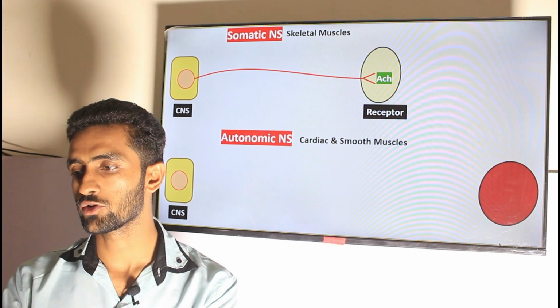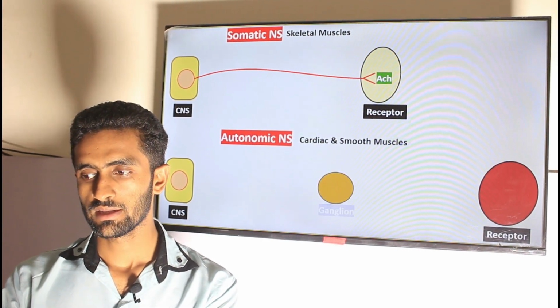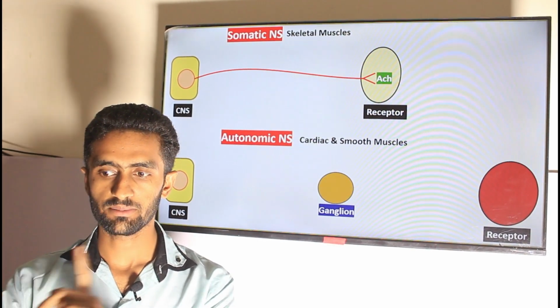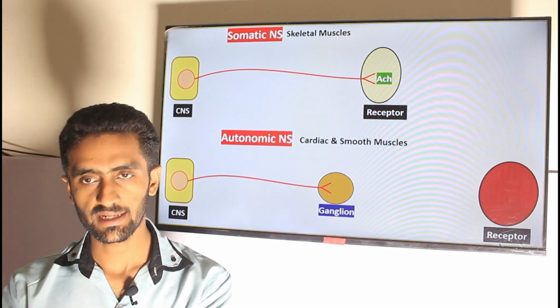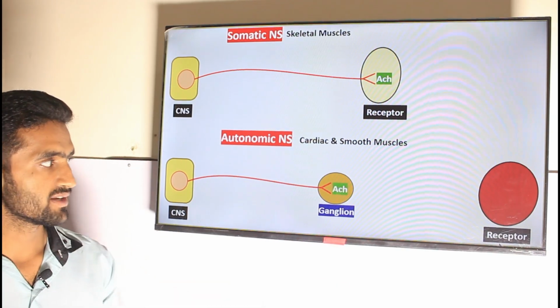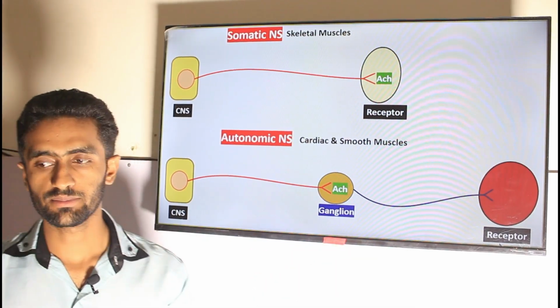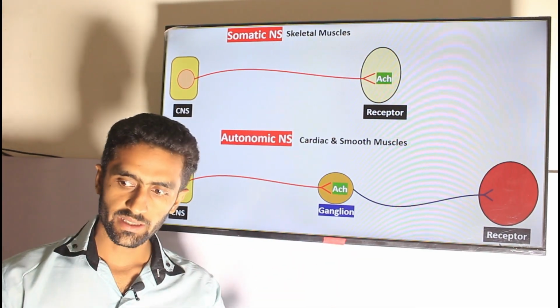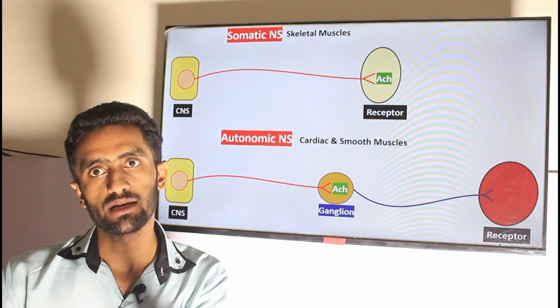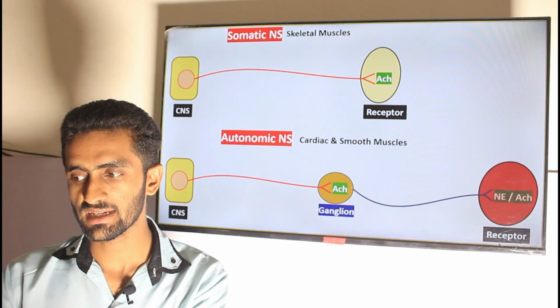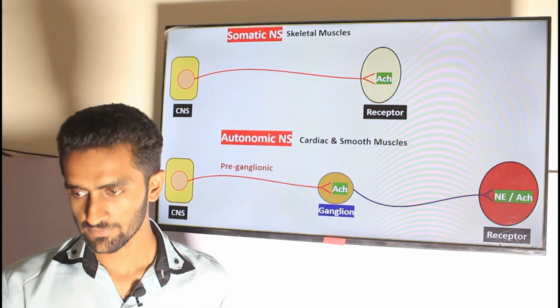there are two fibers going to be used. So this is the ganglia in between the receptor and the CNS. The first fiber comes from the CNS and goes to the ganglia, and the second fiber goes from the ganglia to the receptor. So the fiber before the ganglia is preganglionic, and after the ganglion is the postganglionic. Okay, so preganglionic fiber and postganglionic fiber.